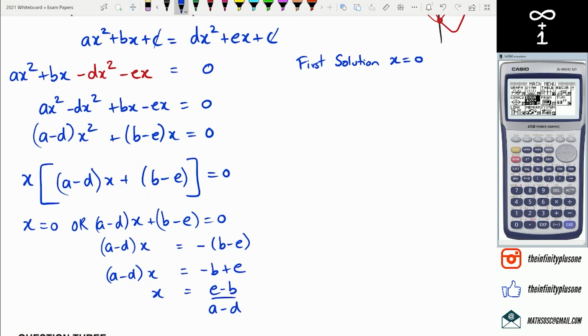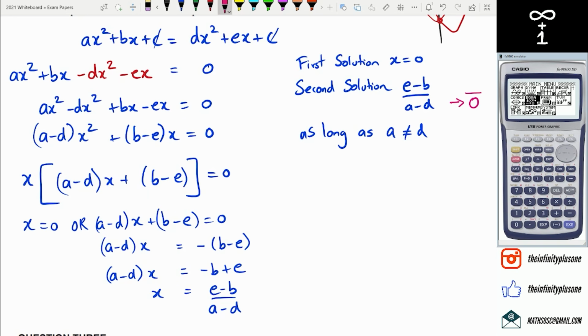Now, for the second solution, we've got a couple of conditions though. The second solution is (e minus b) divided by (a minus d). But we've got to actually say this: as long as a is not equal to d. Because if a is equal to d, then we're going to have a second solution that doesn't exist. The reason is that if a equals d, then this number here becomes 0, and we can't divide a number by 0 because that doesn't exist. So therefore, a can't be d. And the next thing is that e cannot be b as well.